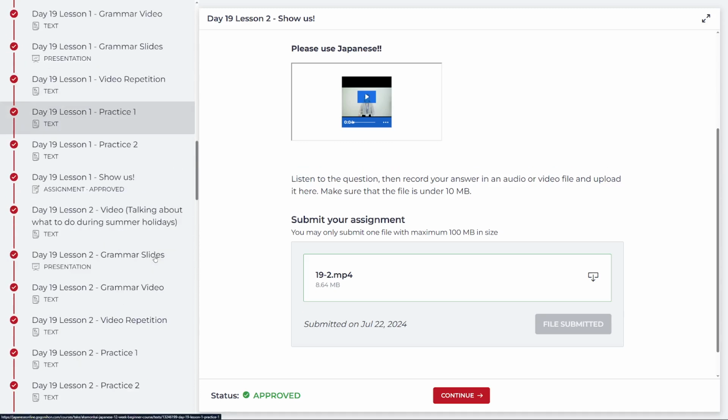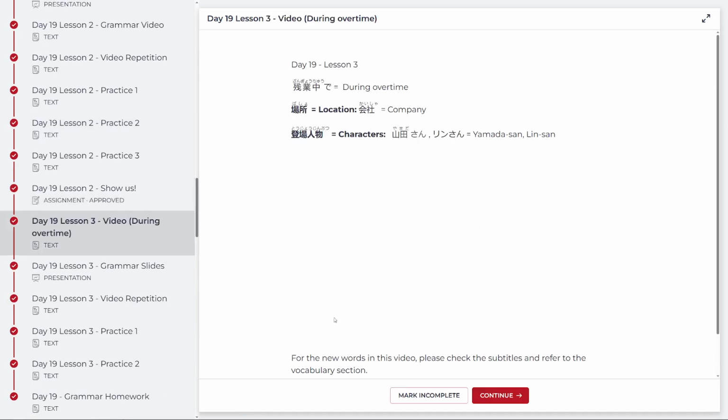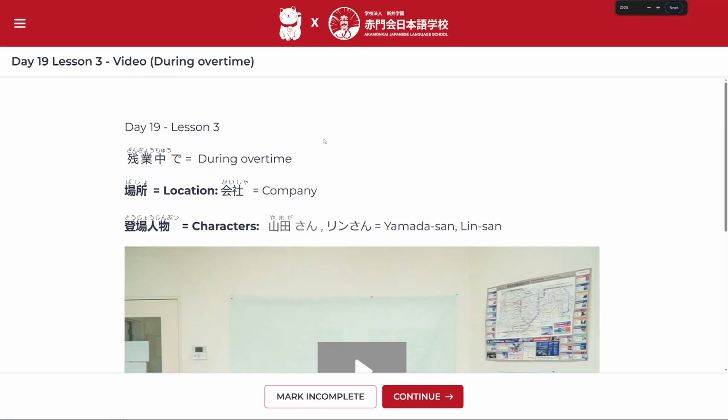19-2, the Mario level format. Lesson 3 during overtime. Oh man, oh baby. Let me zoom in here a tad.